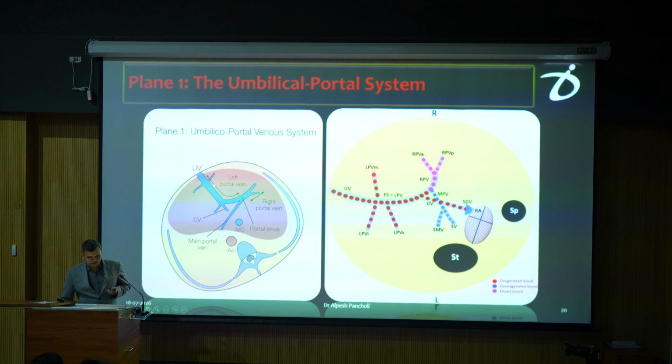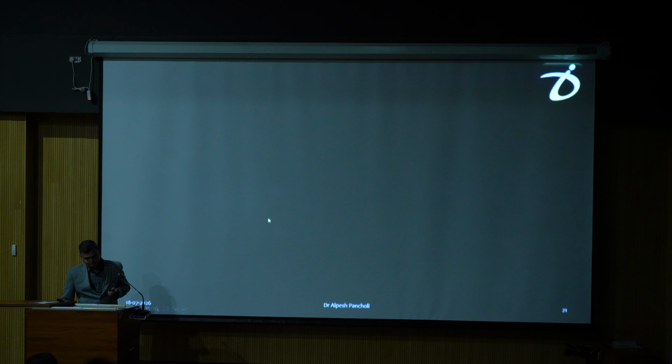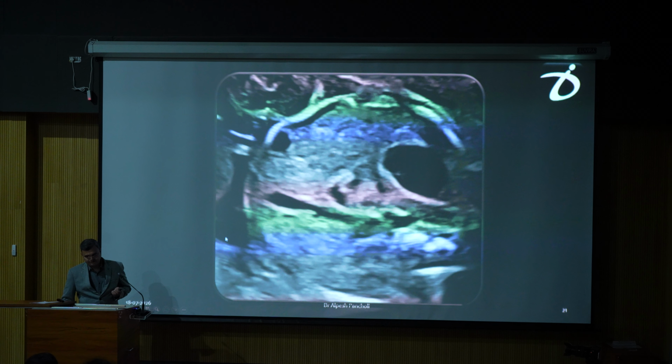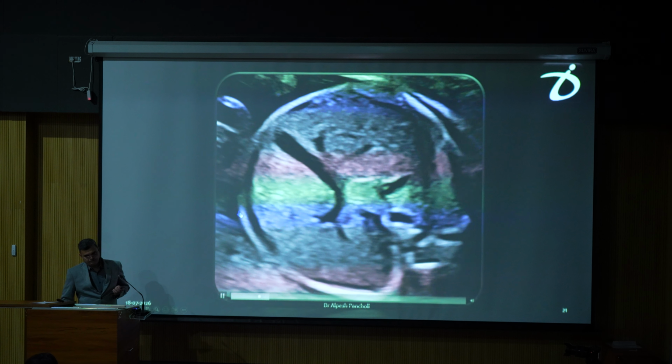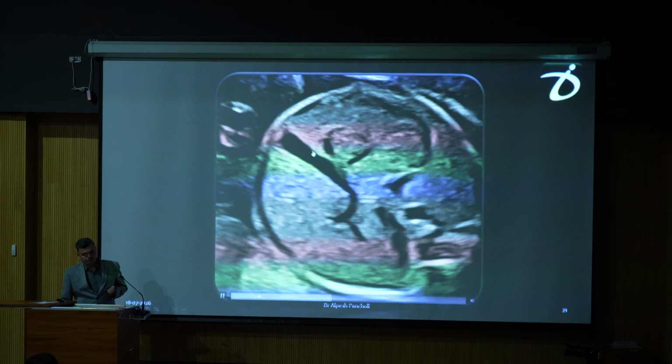The umbilical vein and the portal vein, then it is continuing in a straight line, that is the ductus venosus, and ultimately it joins into the right atrium. Subdiaphragmatic vestibule. So this is the video showing the portal system anatomy.